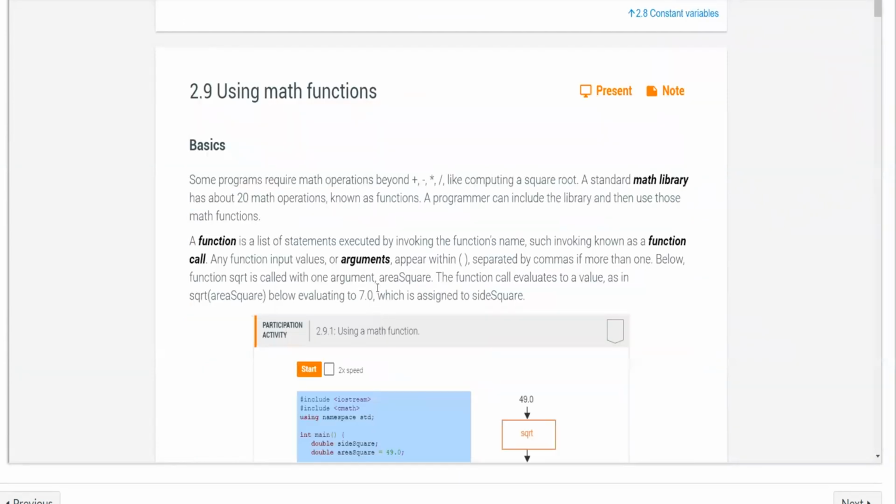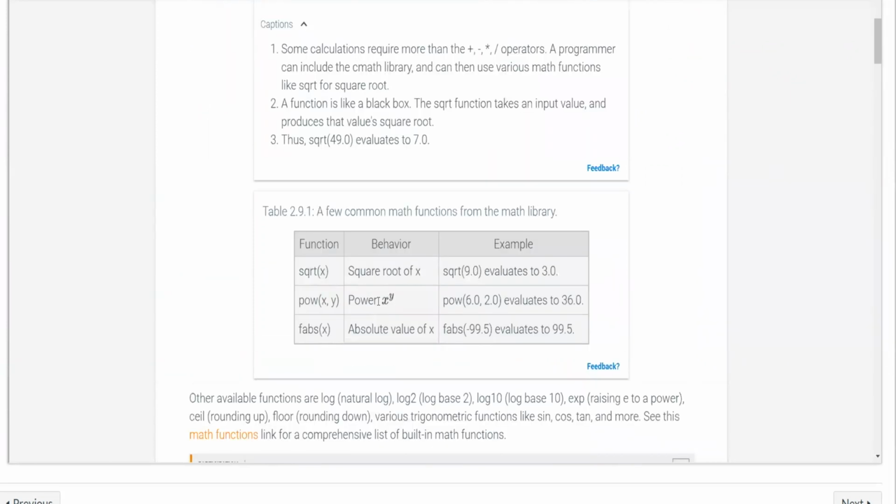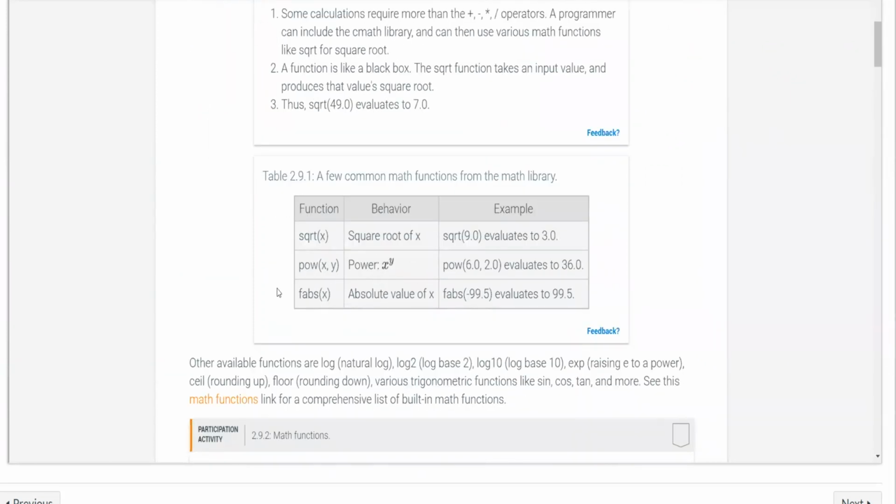Math functions, we already used square root, I think. If you did not, maybe in the future you will. I introduced square root earlier. That is in CMath, which is a library for using those things. We're talking about a few of the math functions here, at least three of them. If you are not aware of it, please go through that.